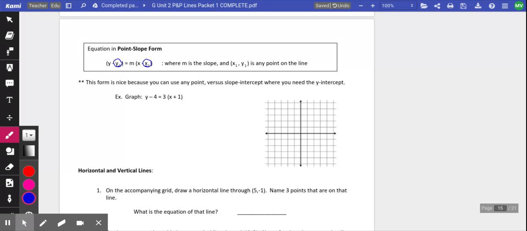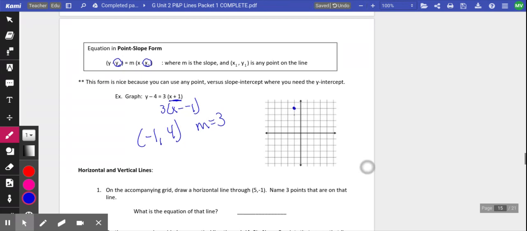So if I look at this equation, y minus 4 equals 3 times (x plus 1), that means the point, this right here in parentheses, is x minus negative 1 to make it look like that equation. So that means it goes through the point (-1, 4) and has a slope of 3. So I start at (-1, 4), which is right here. I can't go up 3 over 1, but I can go down 3, left 1. And there is my line, which I didn't draw very straight.